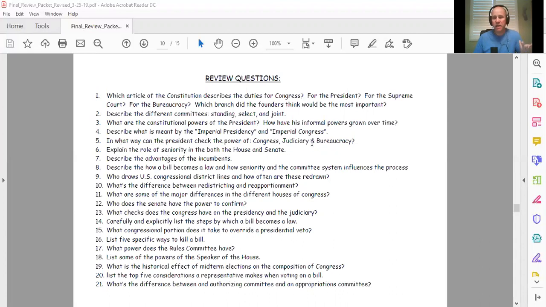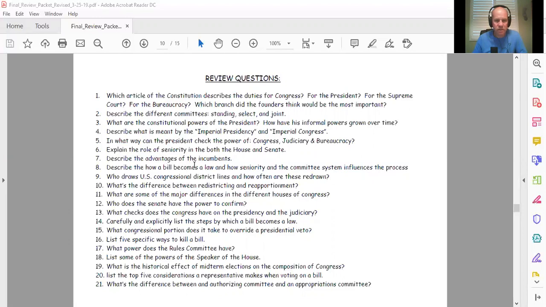I just went over that. Bureaucracy: the president can hire or fire top officials in the bureaucracy. Remember, most people that work in the bureaucracy weren't hired by the president. They were hired through the civil service system. But the president can hire or fire the top officials in the bureaucracy, especially in the cabinets. The president can propose to reorganize the bureaucracy, obviously with congressional approval.